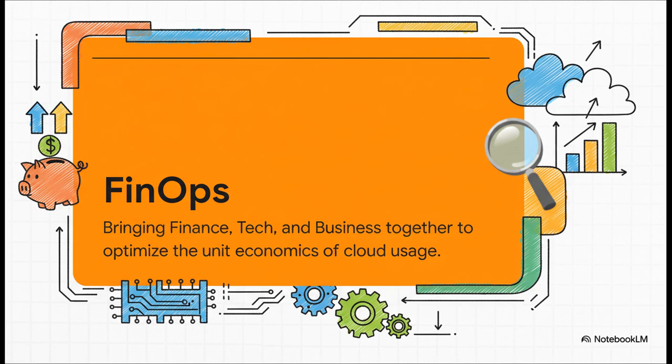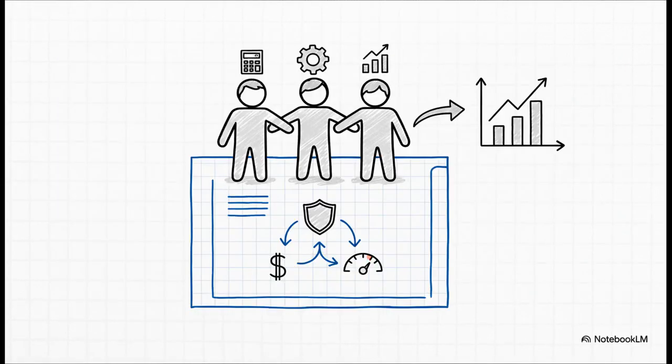So here's the textbook definition, right? FinOps is the practice of bringing finance, tech, and business teams together. And what are they doing? They're trying to understand and optimize the unit economics of the cloud. Now, unit economics sounds kind of fancy, but all it really means is making sure you're getting the absolute most business value for every single dollar you spend in the cloud. It's not just about cutting costs, it's about spending smarter. And that changes everything. It completely reframes the whole conversation.